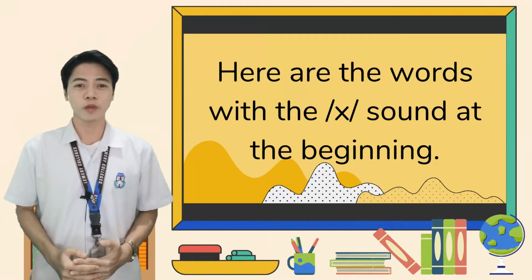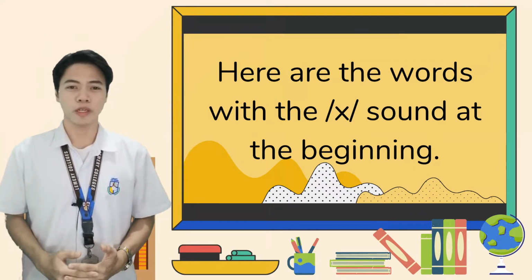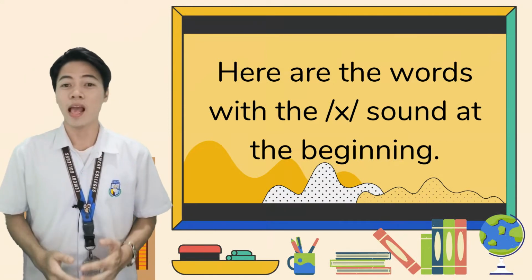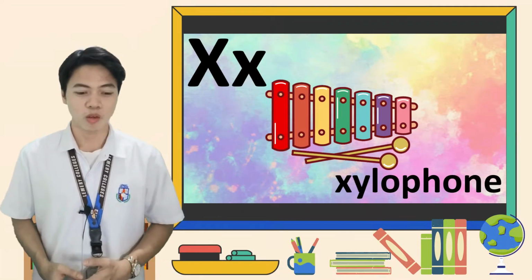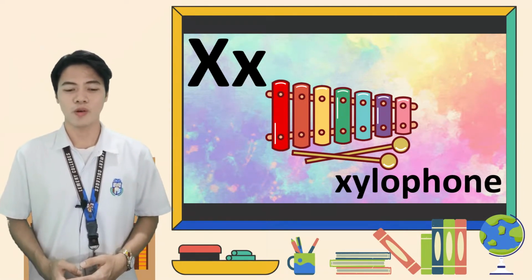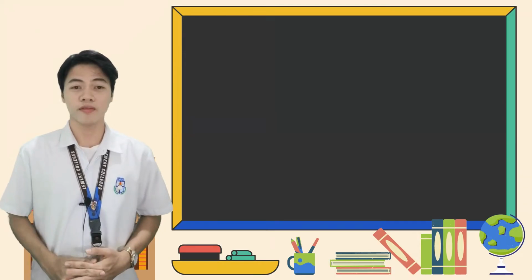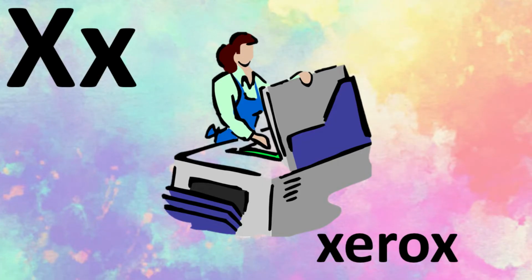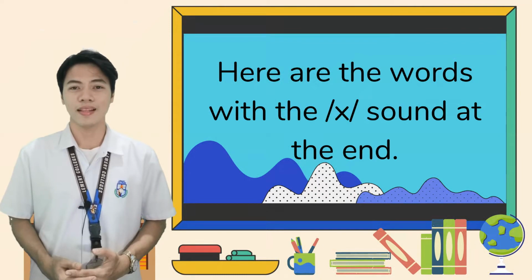Now, I have here few words with letter X at the beginning, but remember kids that there are also words that has letter X at the end, and I will be presenting that to you. Here are the words with the X sound at the beginning. So first we have xylophone. Again, xylophone. Next, we have X-ray. X-ray. Next, we have Xerox. Xerox.